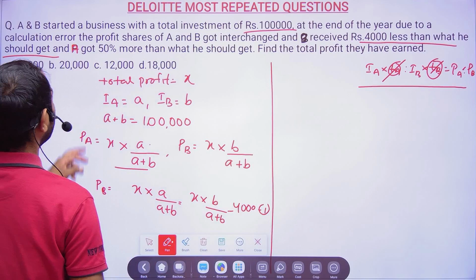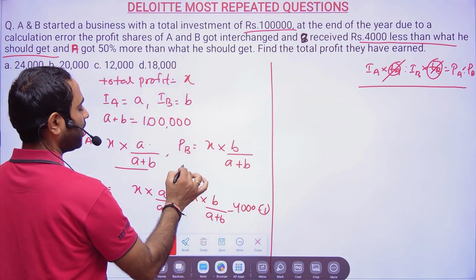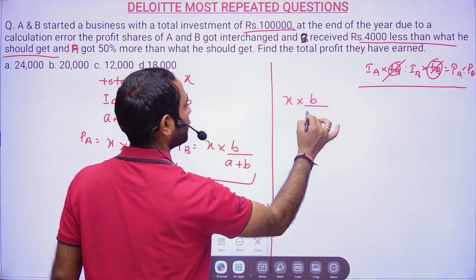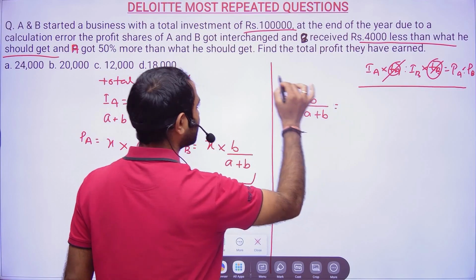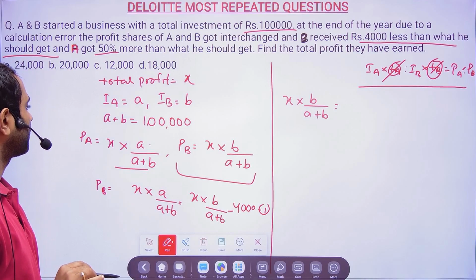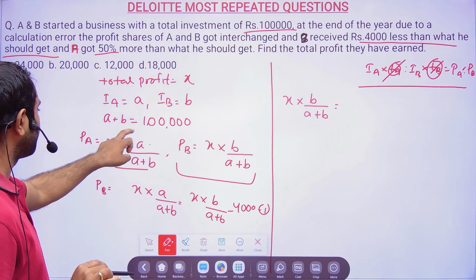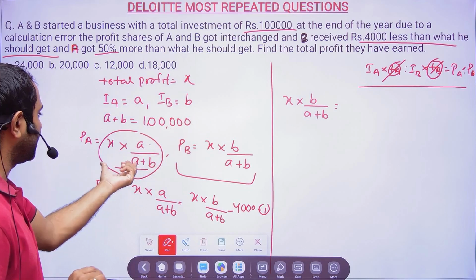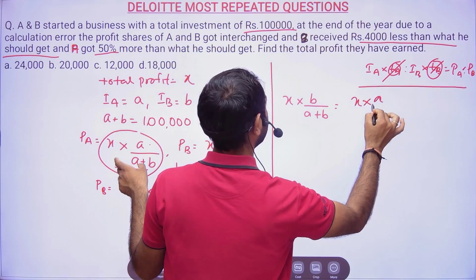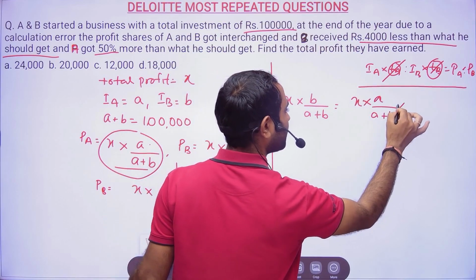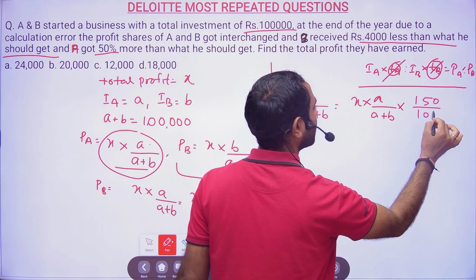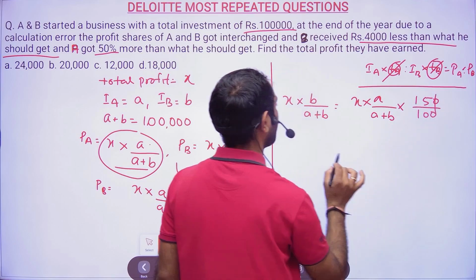Then second, what they are telling, what will be the A profit? So A's profit is interchanged with B. So X into B divided by A plus B, which is actually 50% more than what he should get. So A should get this much profit, but after interchanging, he is getting 50% more. So if there is 50% more, add it to 100 and divide by 100. This is what I have taught you. So this is nothing but 1.5.